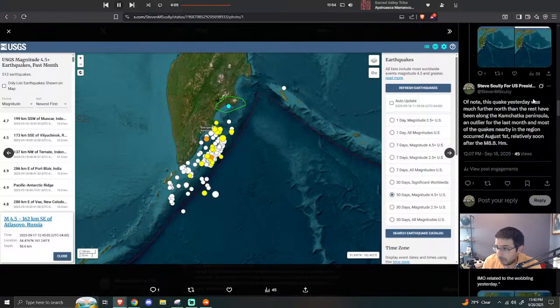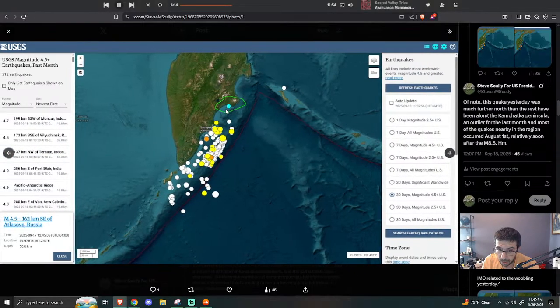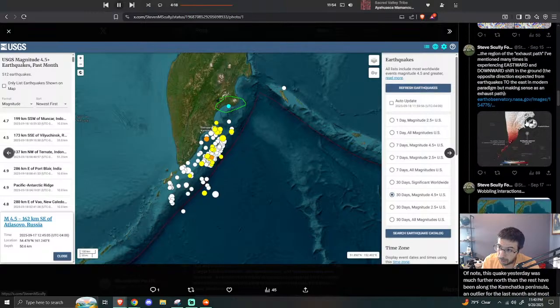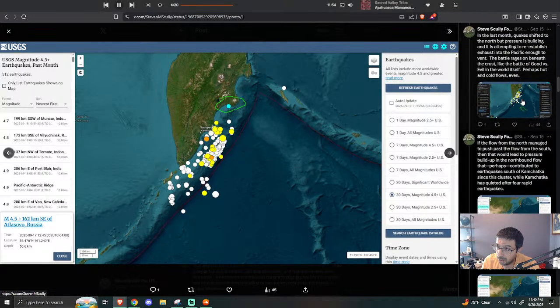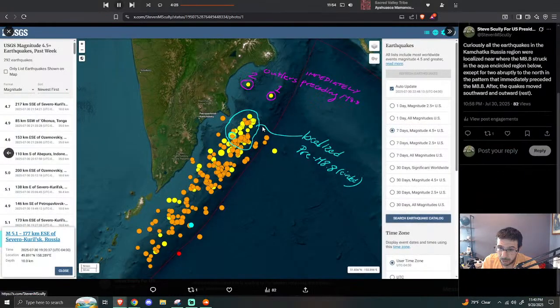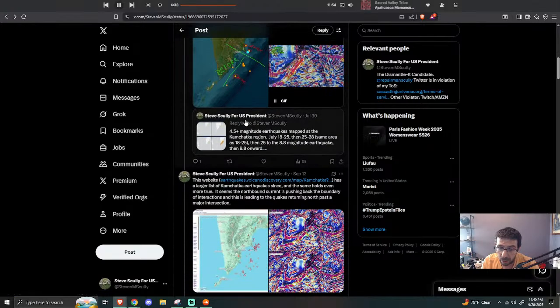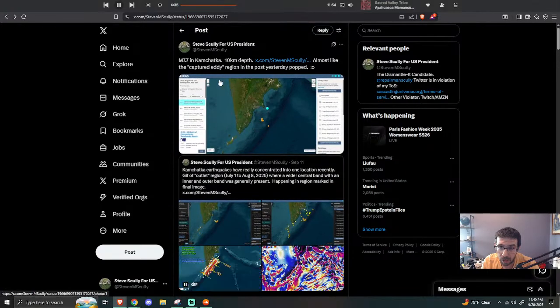Of note, this quake structure yesterday was much further north. Or this quake over here, this one. This one was much further north than the rest, which I was talking about before. In this post, just before the 8.8, these two happened, just preceding that, further north. So I thought that was odd. Where the frig?